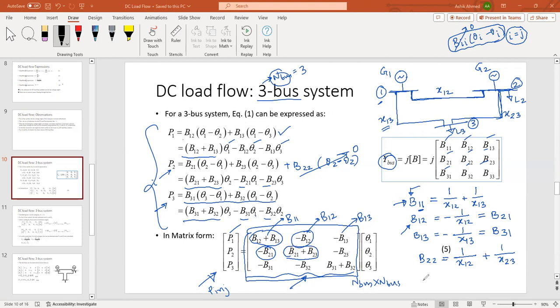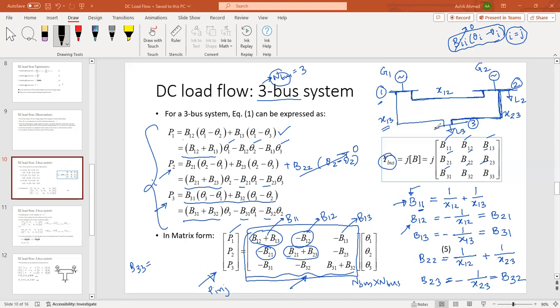Then what is B23? I hope by now you should be able to answer the B23 expression. So B23 is simply, I have to look between bus 2 and bus 3. There is a line, and I have to take a minus sign and take the inverse of the line reactance present between bus 2 and bus 3. So that is B23. And due to symmetry, the off-diagonal entry will be the same. So that will be the same as B32.